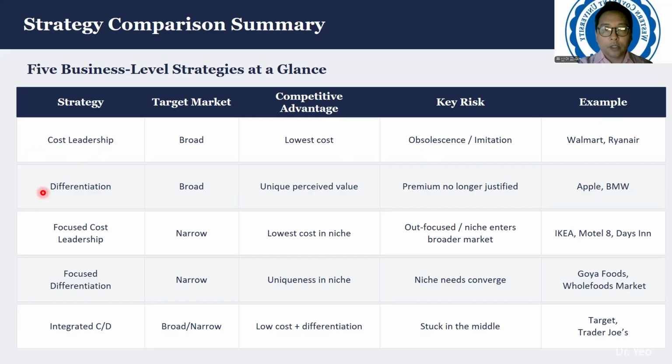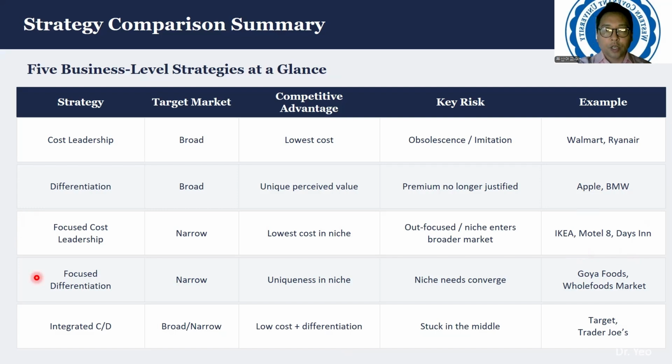Differentiation, broad market, unique perceived value. Main risk is that the price premium is no longer justified in customers' minds. The example is Apple. And focused cost leadership, narrow market, lowest cost in that niche. Main risks are getting out-focused by even more specialized competitors or a broad competitor entering your niche. The example was Motel 8 and Days Inn.